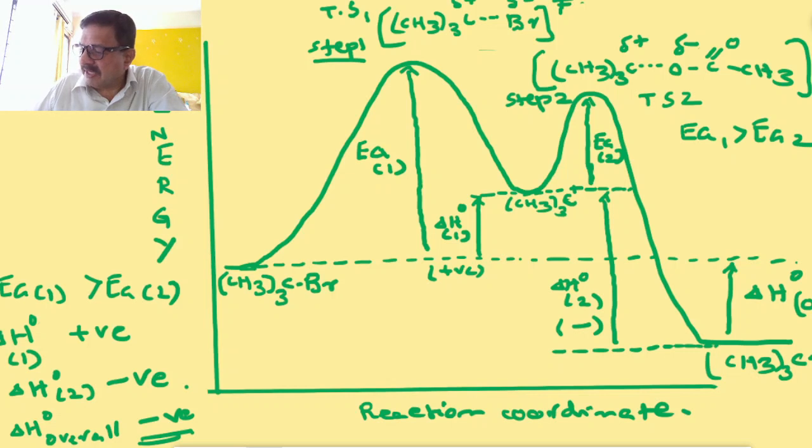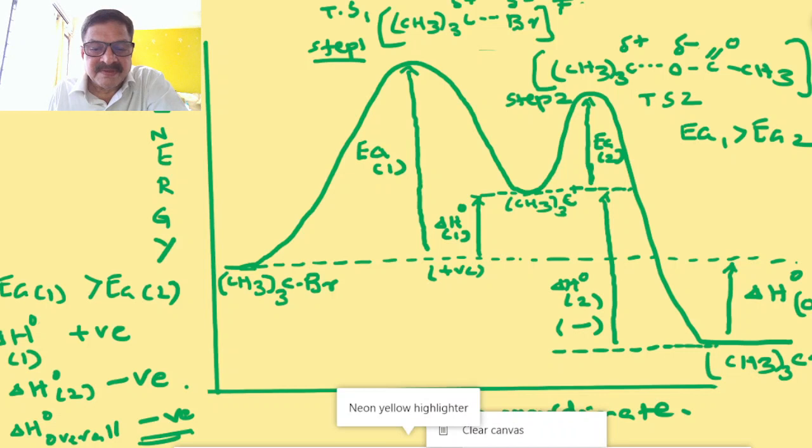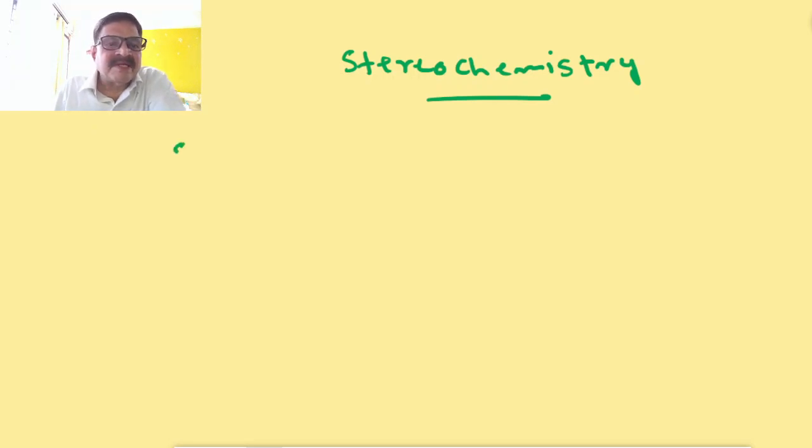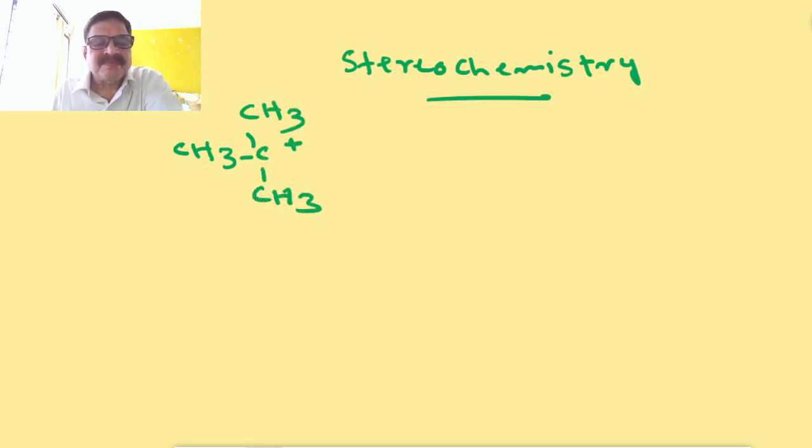Correct. Now let us see the stereochemistry, that is a very interesting aspect of the SN1 reaction. Stereochemistry of SN1 reactions. So everything depends upon the carbocation. It's a very important fellow. The carbocation intermediate here, no? So this is the carbocation we have seen there, CH3 3C plus. So this will determine the stereochemistry now.